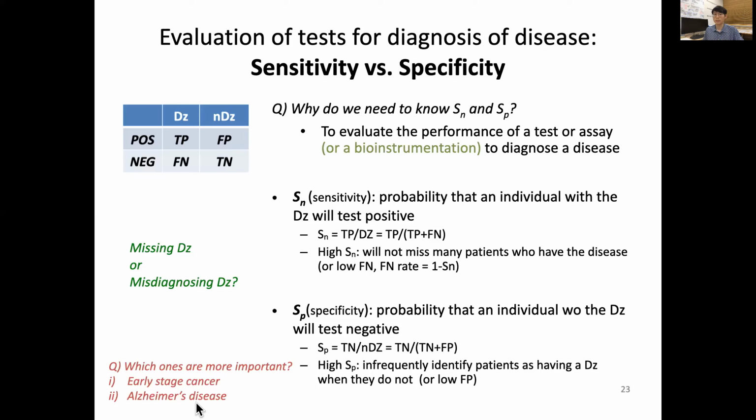The problem is, even if I'm truly getting Alzheimer's disease, there's not much to do. So in this type of disease, we don't want to misdiagnose. Those patients who do not have the disease don't want to get a positive result. In this case, what matters is high specificity. Hopefully this makes sense for you.